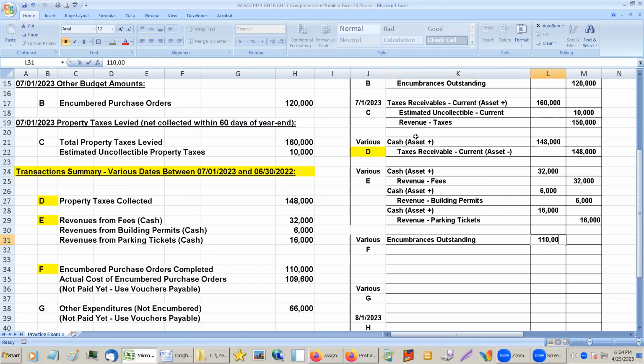$110,000. The actual cost was 109,600, not yet paid, used vouchers payable. Okay, they don't tell us what this is for, but luckily this is fund accounting. We'll put the vouchers payable in the books.